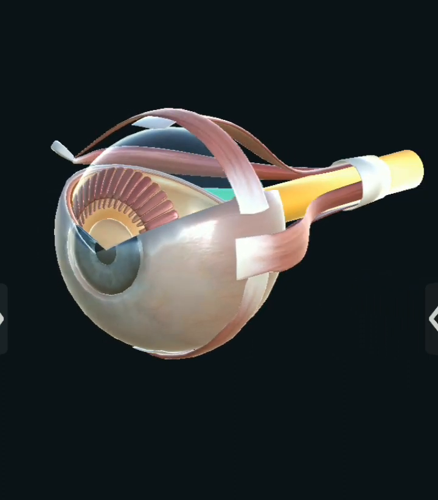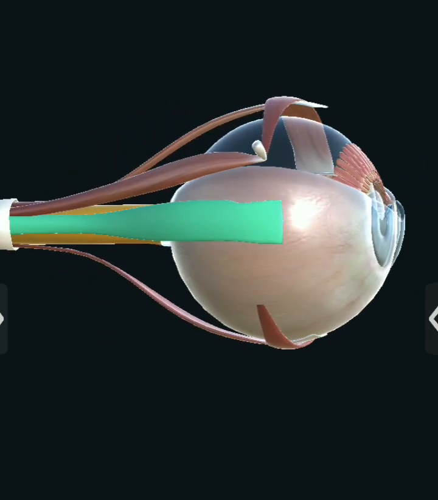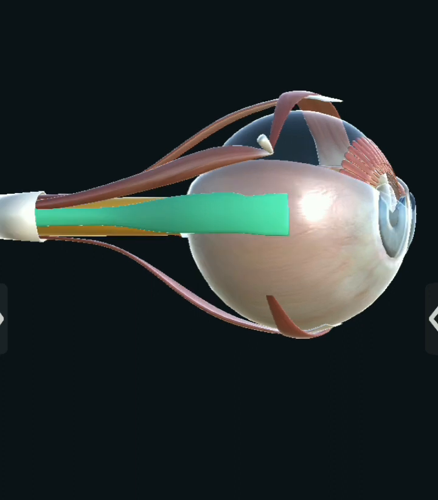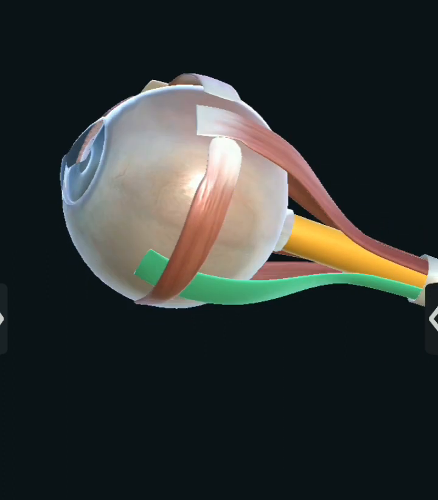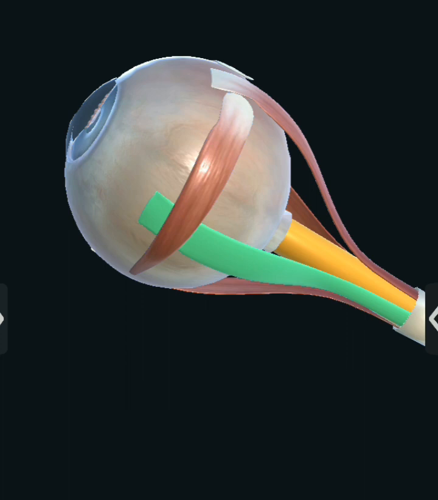On the medial side of the eye, we have the medial rectus muscle. It is also an extraocular muscle, innervated by the oculomotor nerve. It is responsible for adduction of the eyeball. It functions to bring the pupil closer to the midline of the body. If we see from the inferior aspect of the eye, then we have the inferior rectus muscle. It is responsible to depress and adduct the eye.